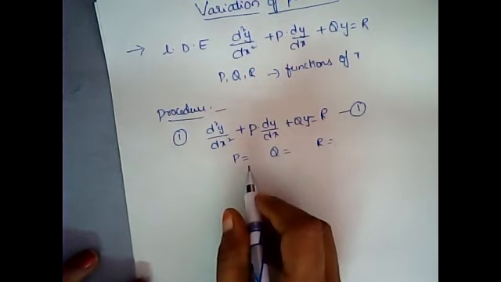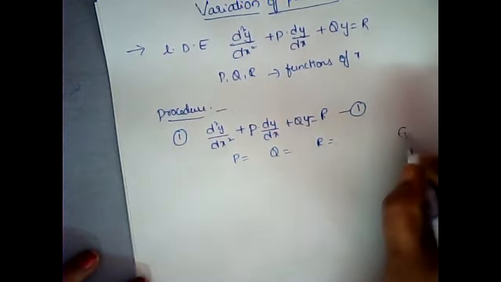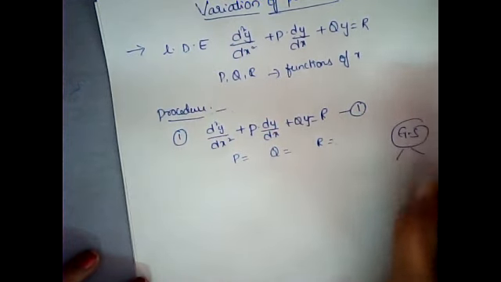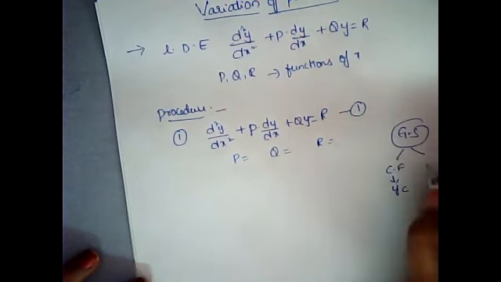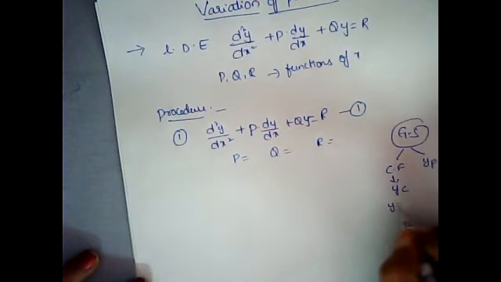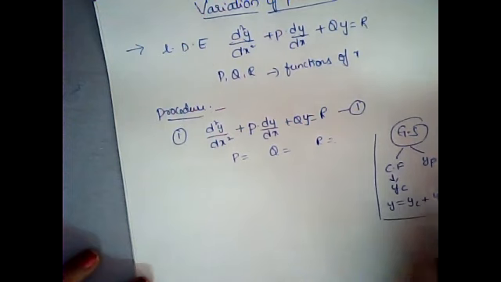After getting p, q, and r, we will be solving. For general solution, we need the complementary function, which we are taking as yc here. In the same way, the particular integral, which we can also call yp here. So for general solution, we need both yc and yp. How are we going to solve yc? By using the auxiliary equation.